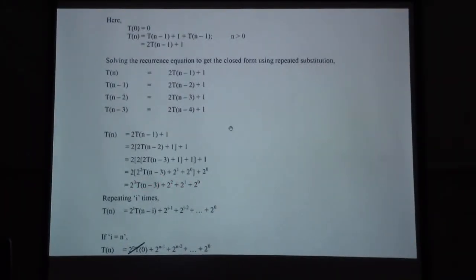So what do you think we would have if we repeated 4 times? What would that be? 2 to the 4th, T of n minus 4, 2 to the 3, 2 to the 2, 2 to the 1, 2 to the 0. So what we're getting basically is 2 to the i, in general, T of n minus i, because it's the same number, but this exponent is not i, it is i minus 1, it's 1 less. So what we have is 2 to the i, T of n minus i, plus the summation, or the sum, of 2 to the 0, 2 to the 1, 2 to the 2, and so on, 2 to the i minus 2, 2 to the i minus 1.